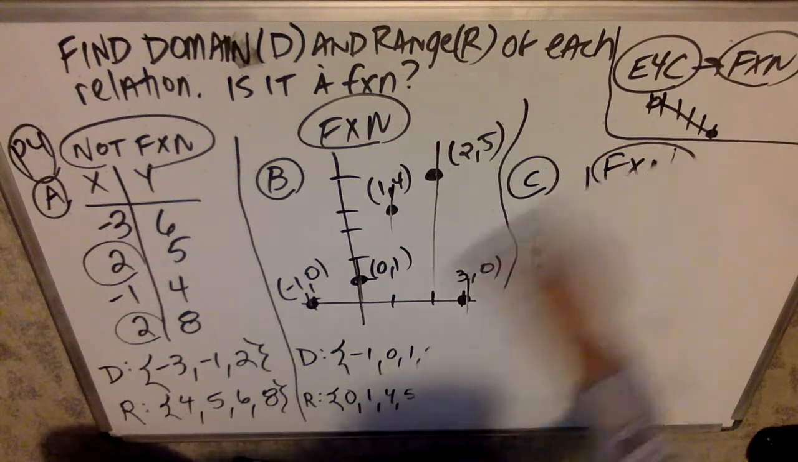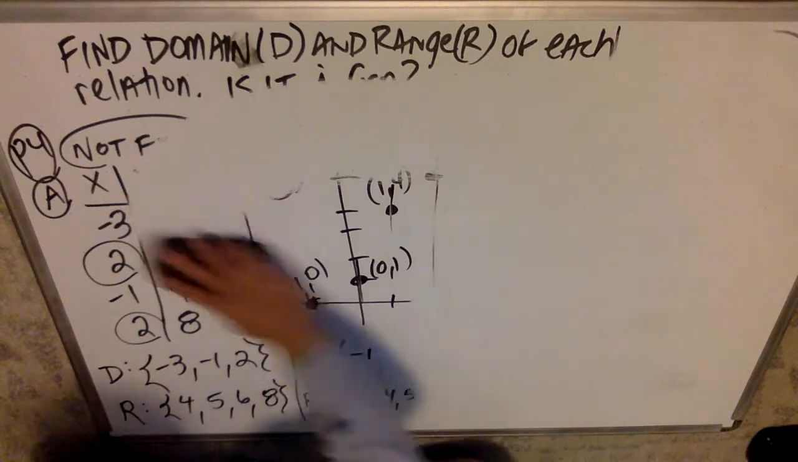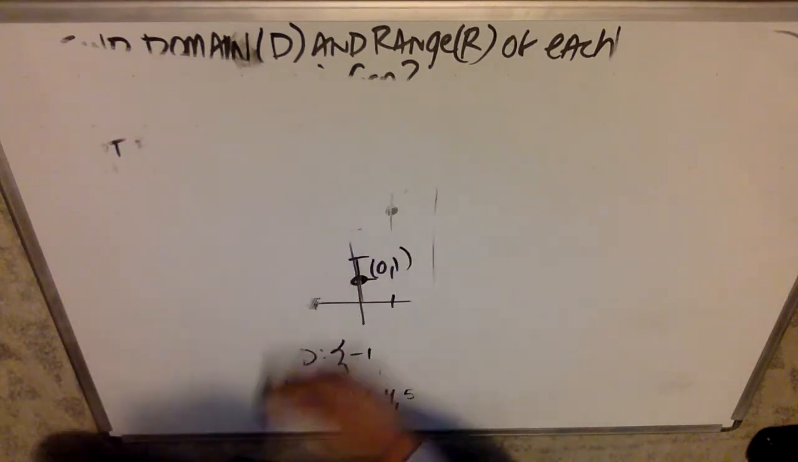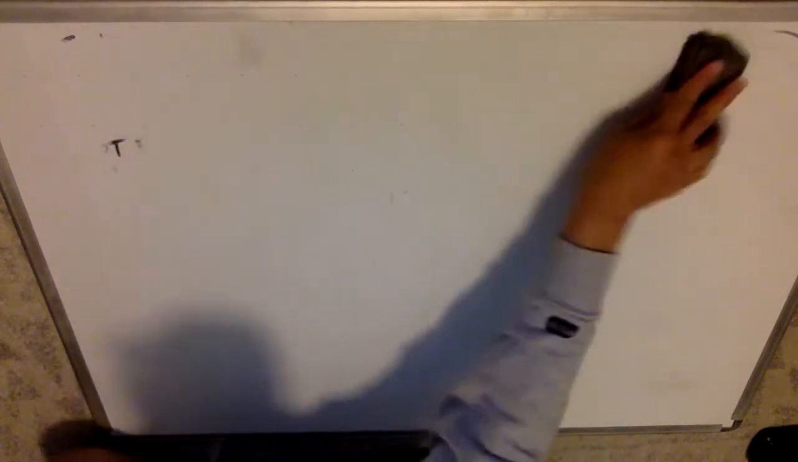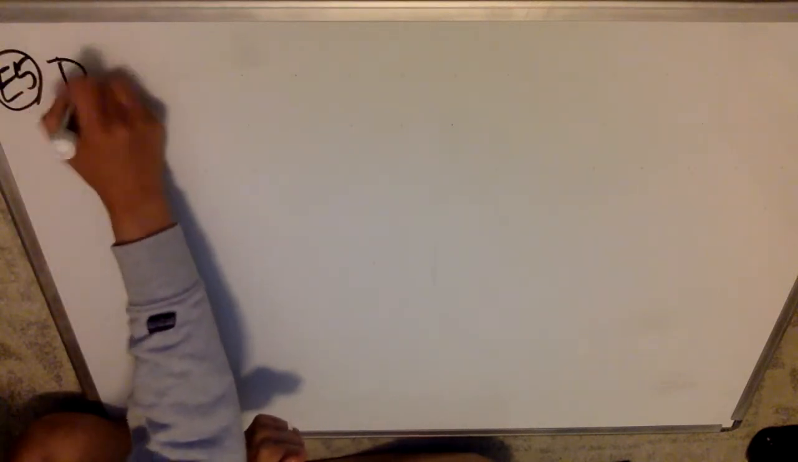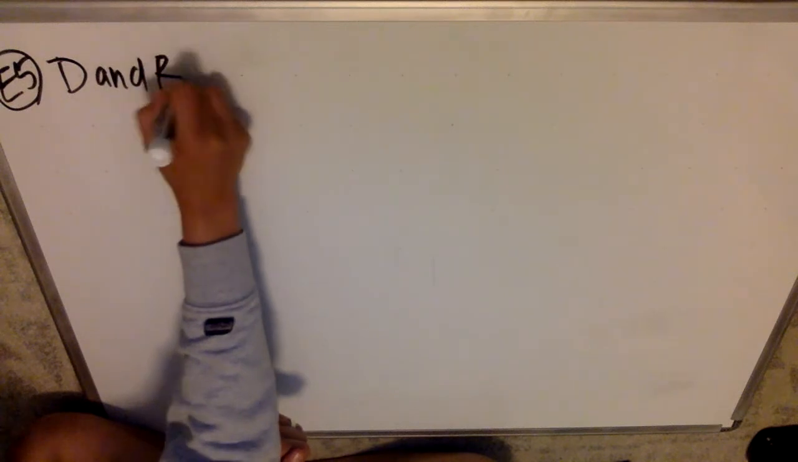So we're going to learn a whole bunch of functions moving forward, but I'm just going to put up a couple so that we can see what they look like. Some of the common functions that we're going to learn are lines. So let's do E5. I want domain and range, so I'm just going to say D and R, okay?